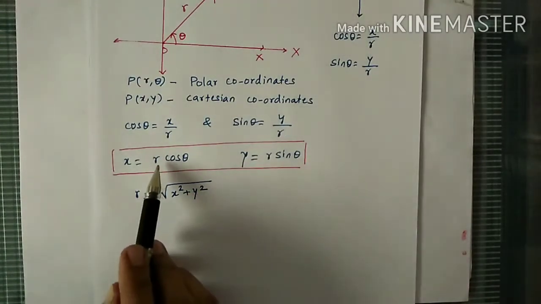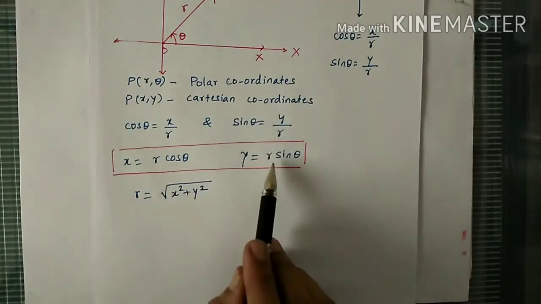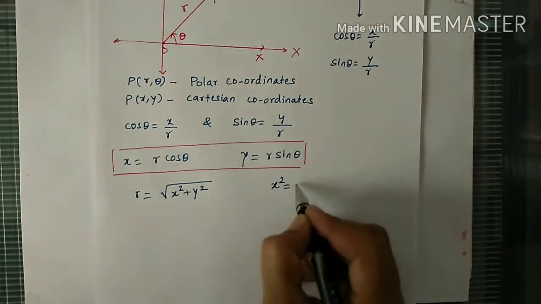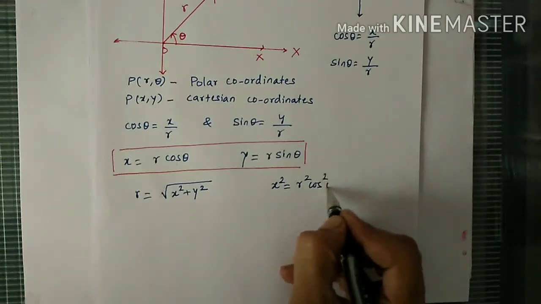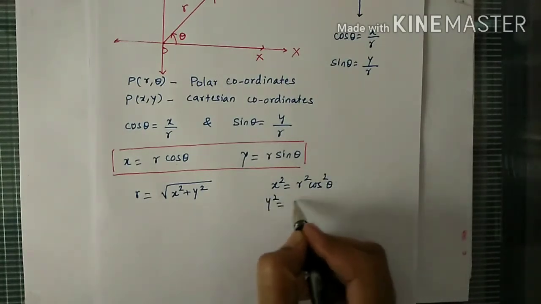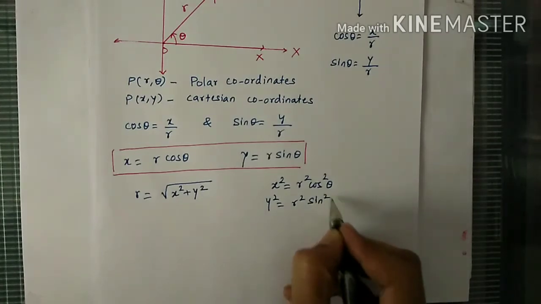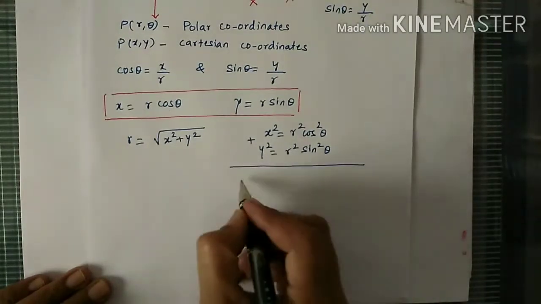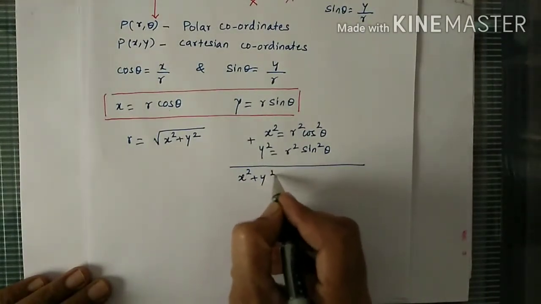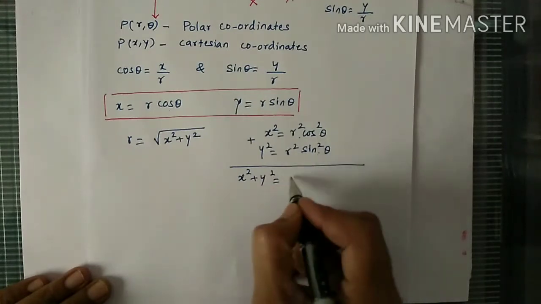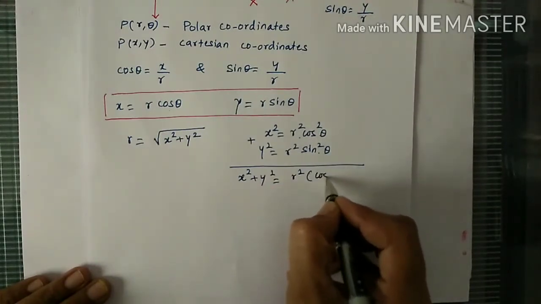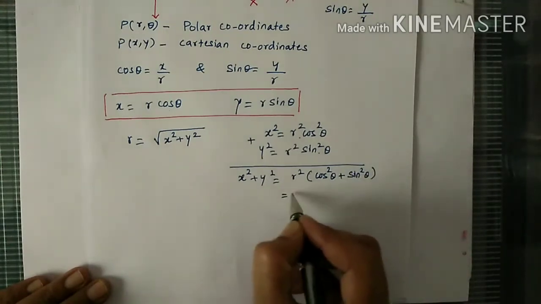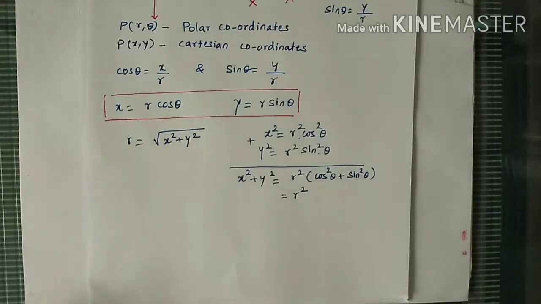Squaring this we get r square cos square theta, and squaring this we get r square sine square theta. So x square is equal to r square cos square theta and y square is equal to r square sine square theta. If we add these two, we get x square plus y square equal to r square cos square theta plus r square sine square theta. Taking r square common, we get cos square theta plus sine square theta, that is r square into 1, that is r square.